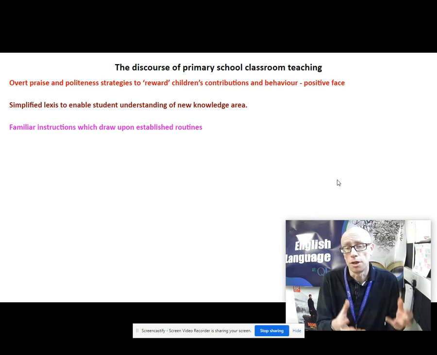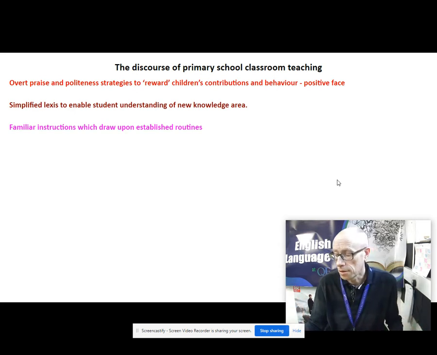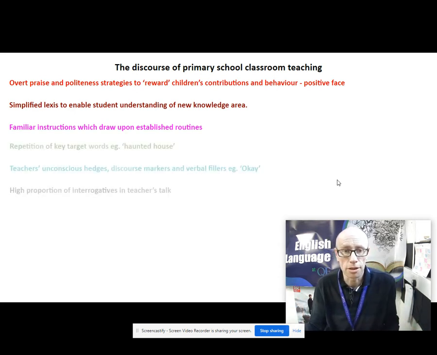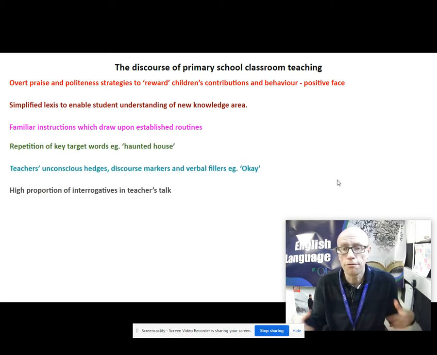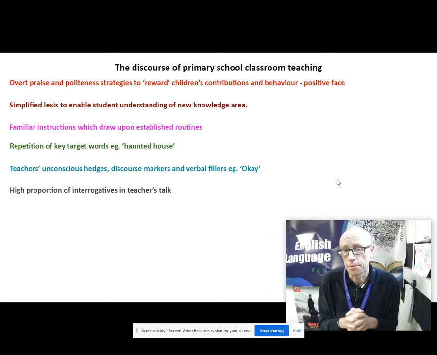She's clearly drawing upon established routines. At one point she counts down to get them to be quiet. 3, 2, 1, and they're all quiet. So there are established routines there in terms of instructions. There's a fair degree of repetition. We've got repetition of key target words like here the noun phrase, haunted house.